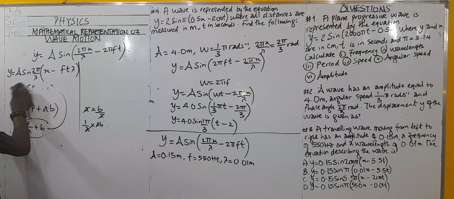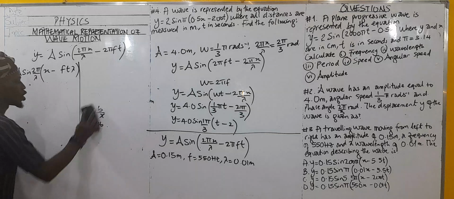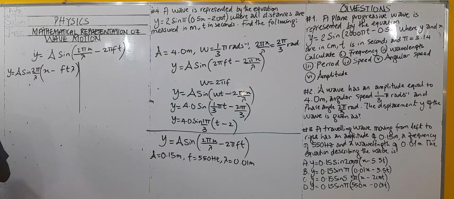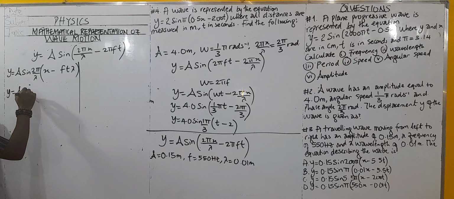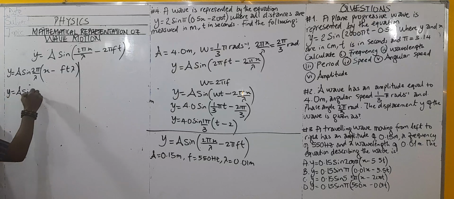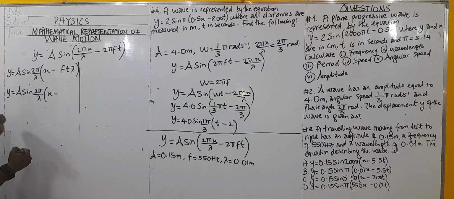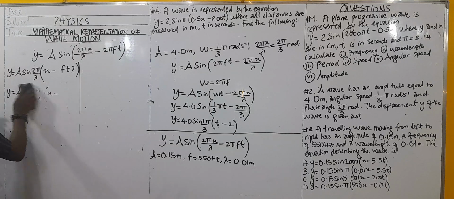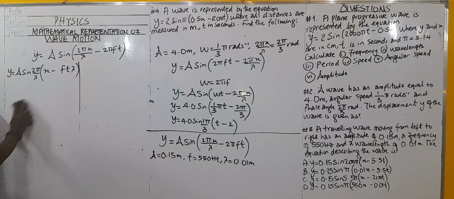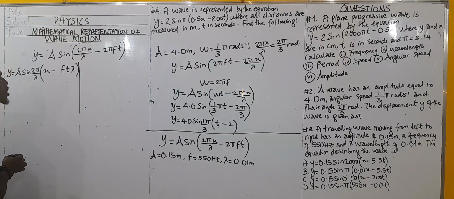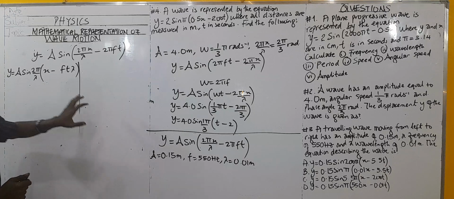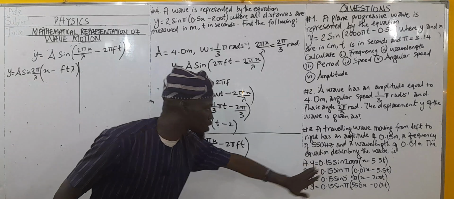Okay, so having said that and justified myself on that, this is y equals A sine 2 pi over lambda x minus, is there any need for that? No, there's no need for that. So everything is settled now, because this is looking like what is in my option. Very simple.